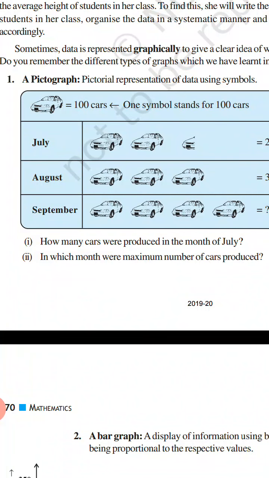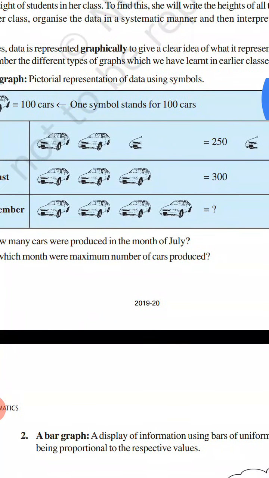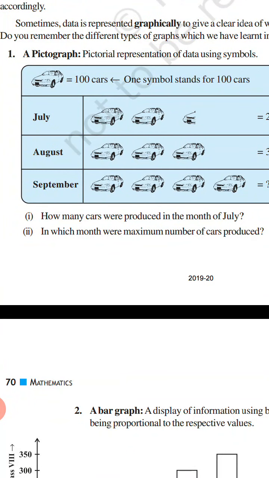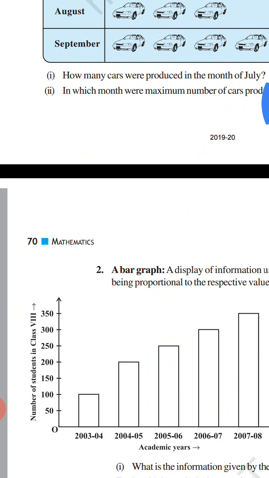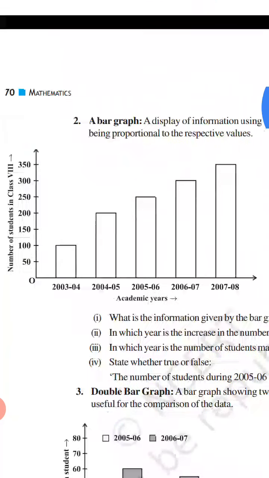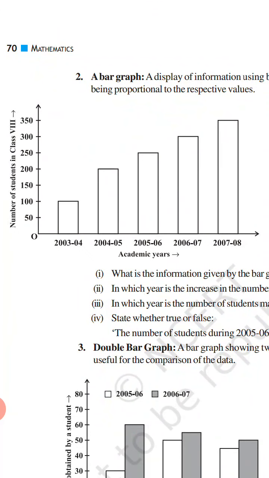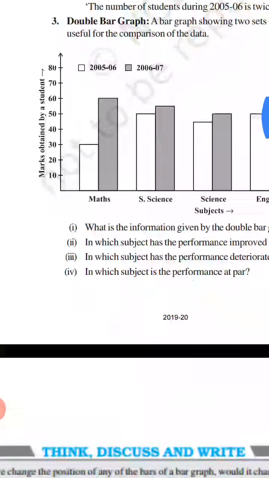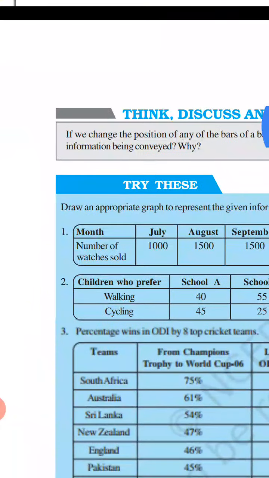Now, in the previous classes, you studied about pictograph. Some data is represented by these pictures. This is called pictograph. Now, in class 7, you studied about bar graph. So for the marks, you can write the names of the 10 students here and their marks, and draw the bar graph. You know how to draw the bar graph, you have studied in class 7.